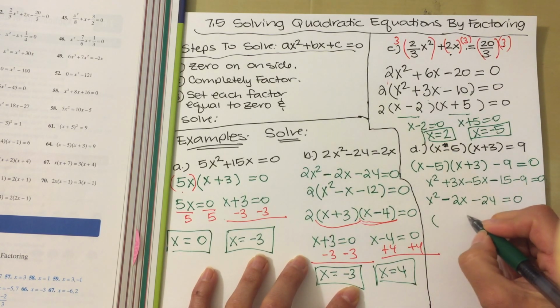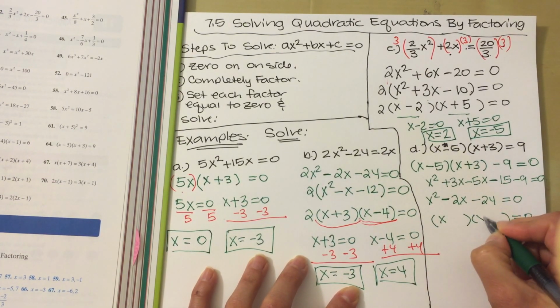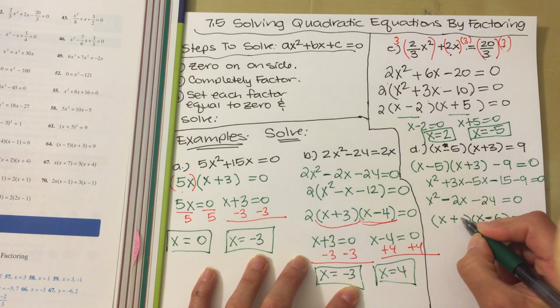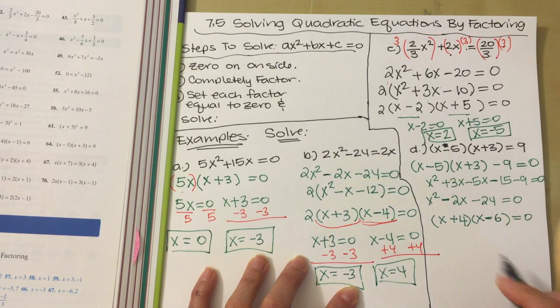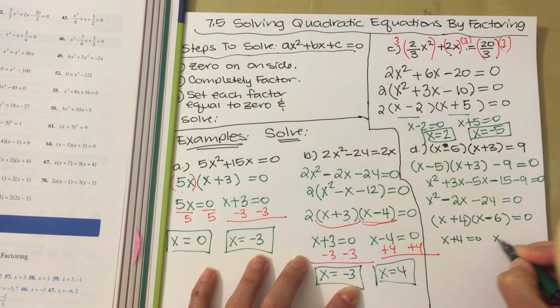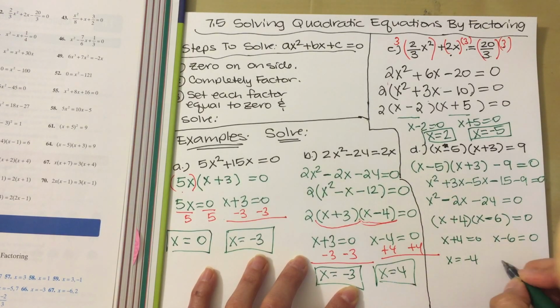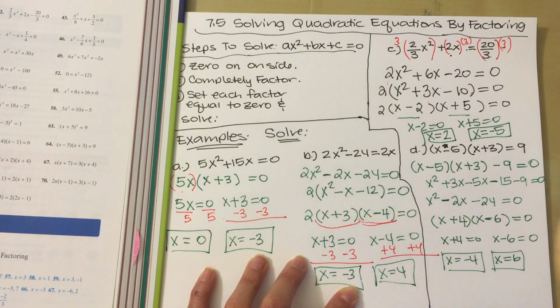This is step 3. X times x, opposite signs. Factors of 24 that give us a negative 2. Minus 6 and plus 4. We set each factor equal to 0. X equals negative 4, x equals 6. Those are the two solutions.